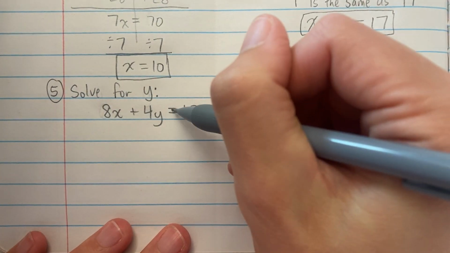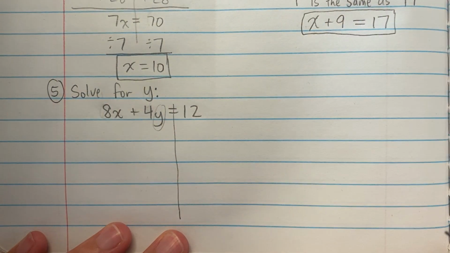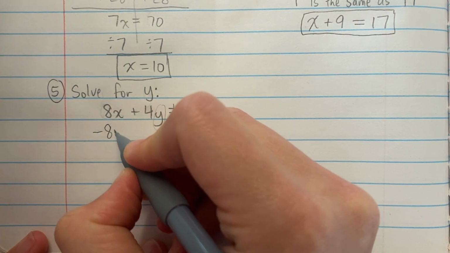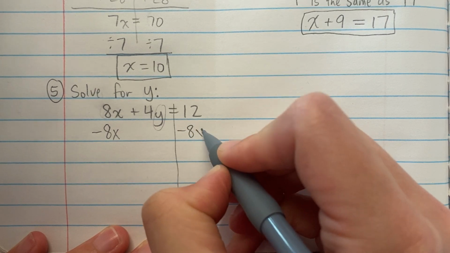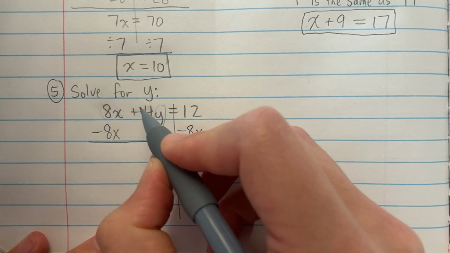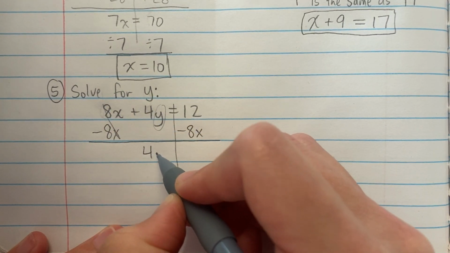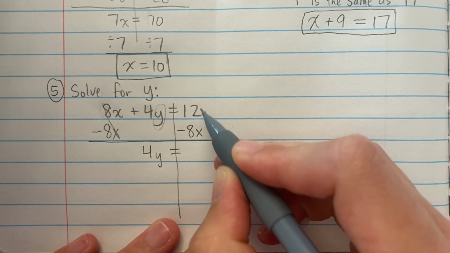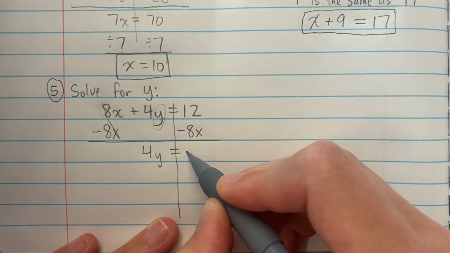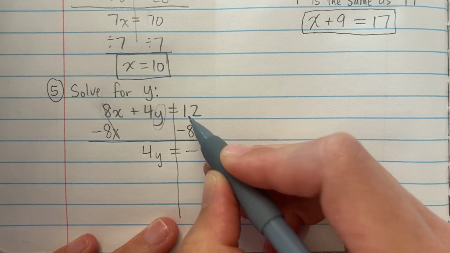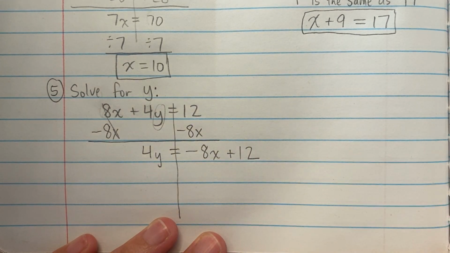Solve for y. Here's my equal sign. I want y by itself. Let's start by getting rid of the term with the x. Okay, this cancels. I'm going to bring down 4y equals. Notice I'm going to bring down these terms separate. They're not like terms. I can't combine them. I'm going to write negative 8x and bring down plus 12.